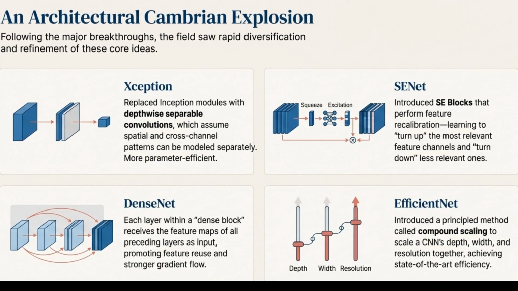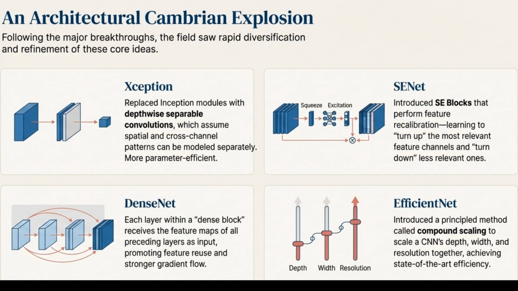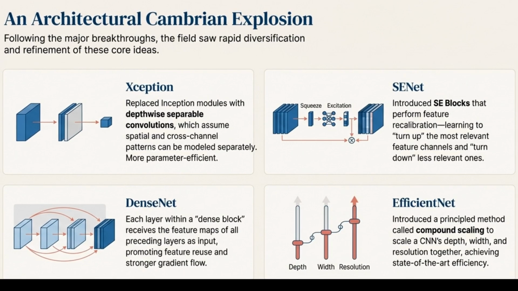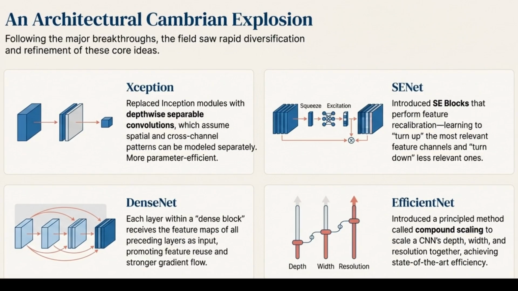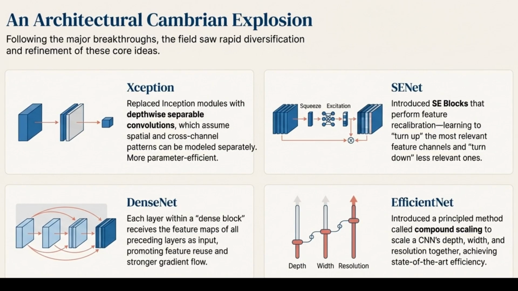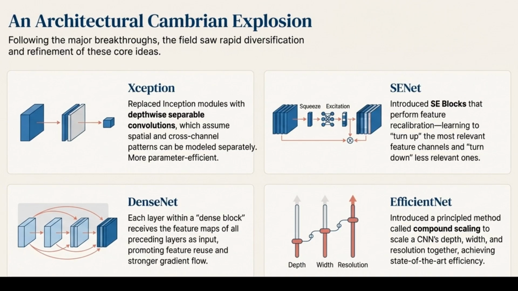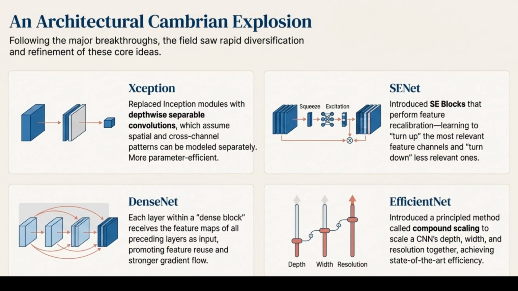Third, SENet introduced squeeze and excitation blocks, a form of feature recalibration. These blocks learn to assess the importance of each feature channel, allowing the network to turn up the relevant channels and turn down the less important ones, improving overall feature representation quality.